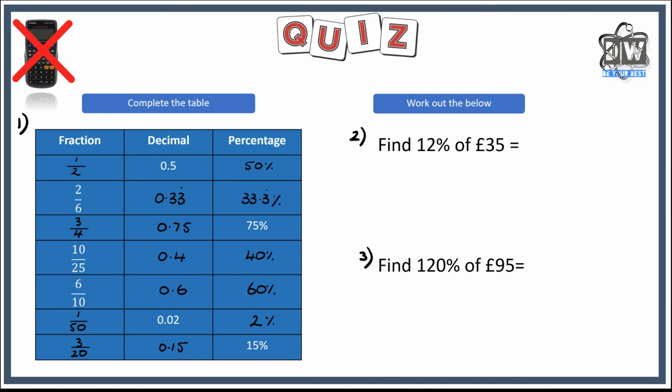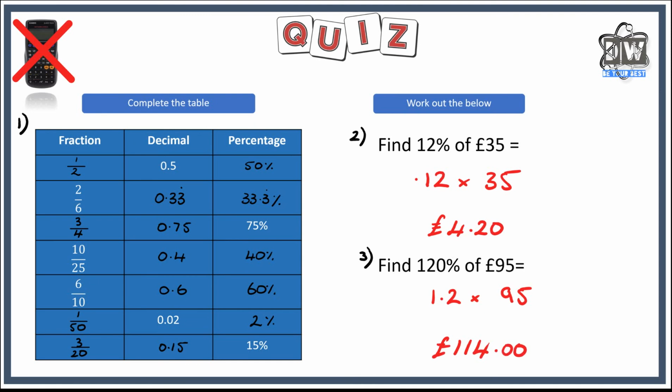And there we go. On the percentage questions, we had 0.12 times by 35, which equaled 4.2 or £4.20. And then we had 120%, which was 1.2 times by 95, and that gave us £114.